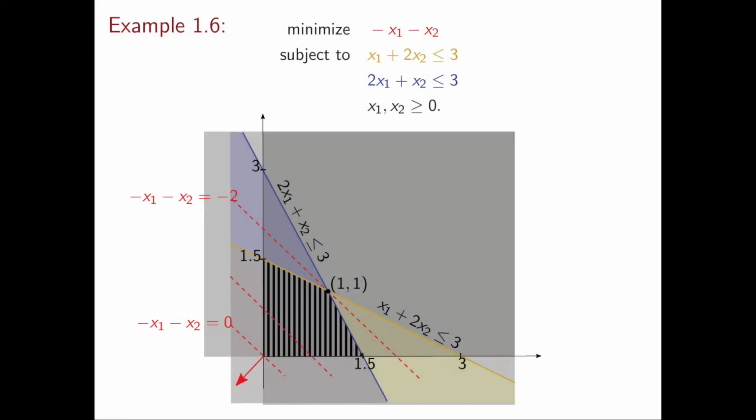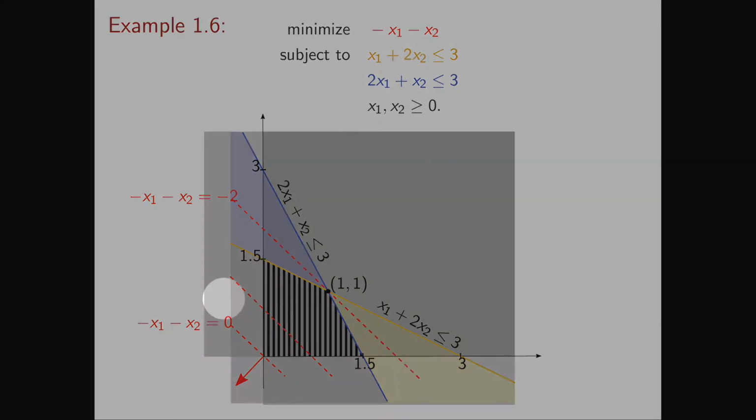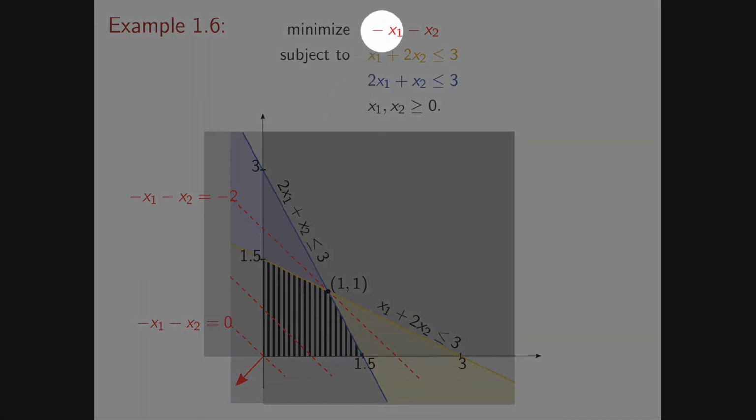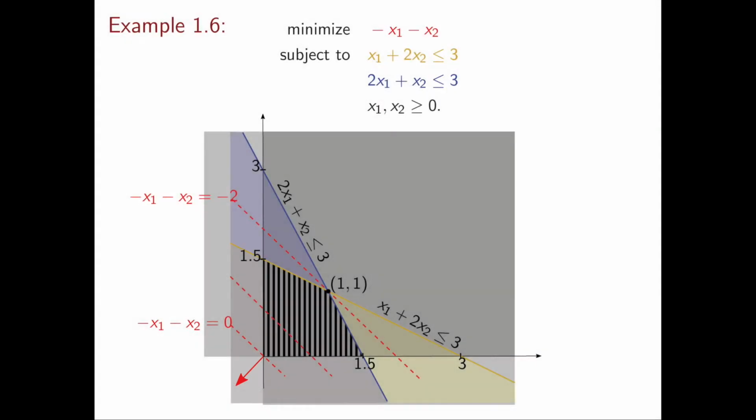One important thing to notice is that the vector of the left-hand side, which is (minus 1, minus 1), visualized over here, always points in the direction where the right-hand side increases. Now we have all the ingredients that we needed to identify the optimal solution to this very simple problem.